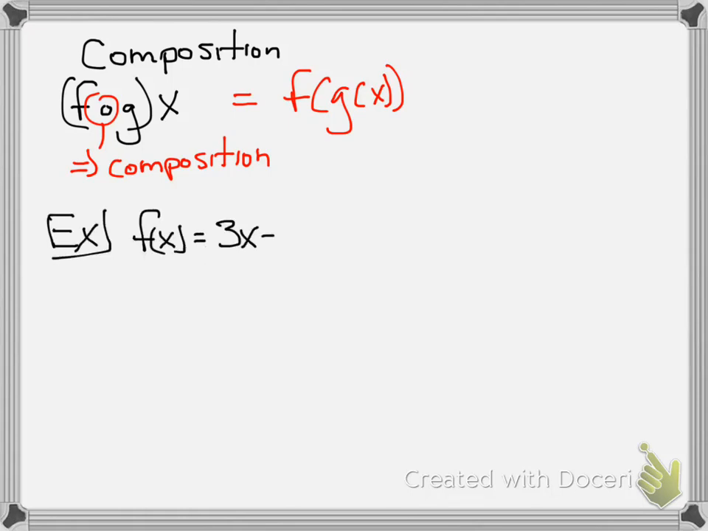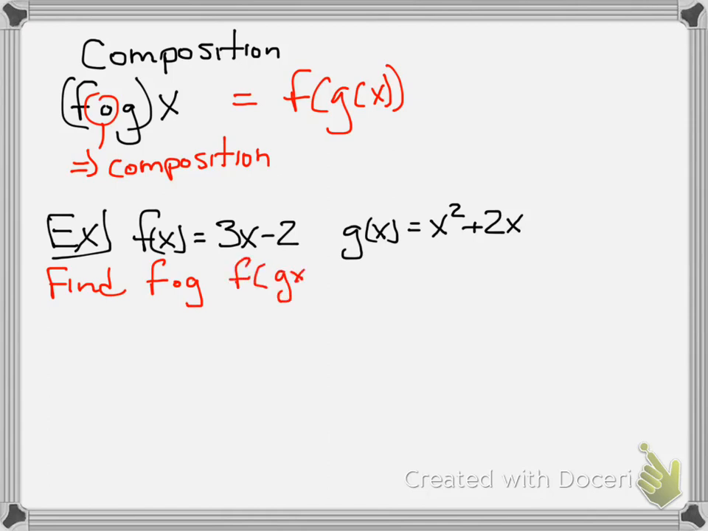So for an example, let's say I have two functions, f of x equals 3x minus 2, and g of x equals x squared plus 2x. I want to find f∘g, or find the composition of f and g. You'll commonly see it like this: f of g of x.